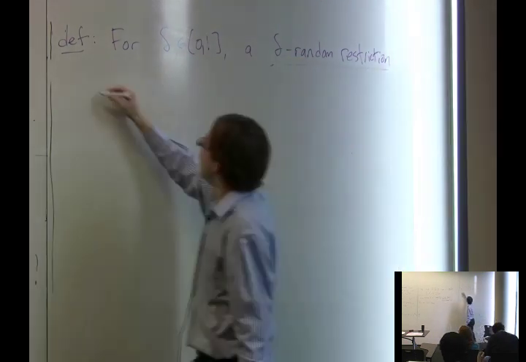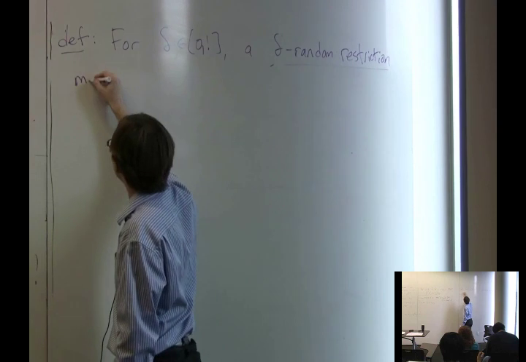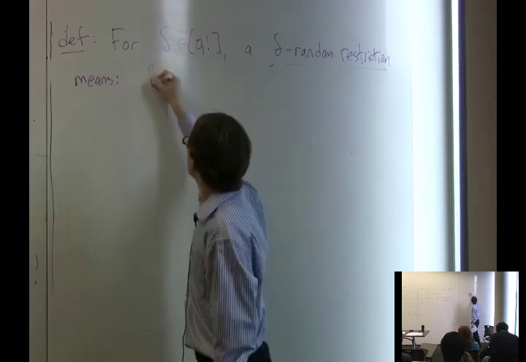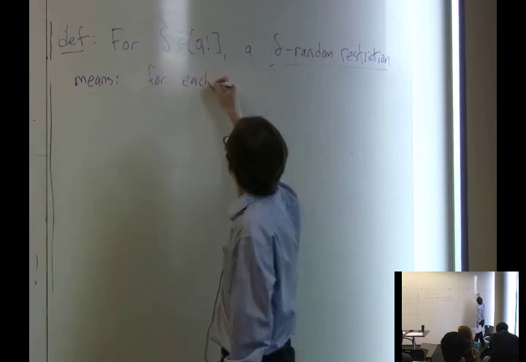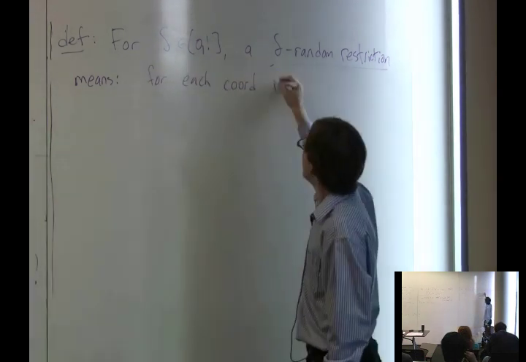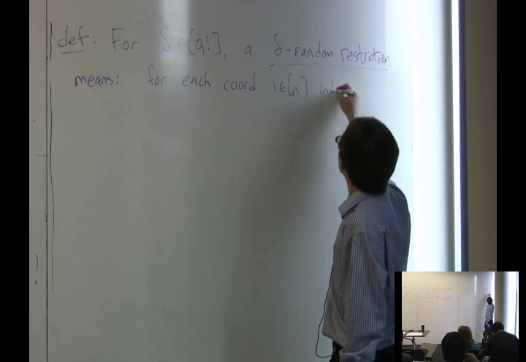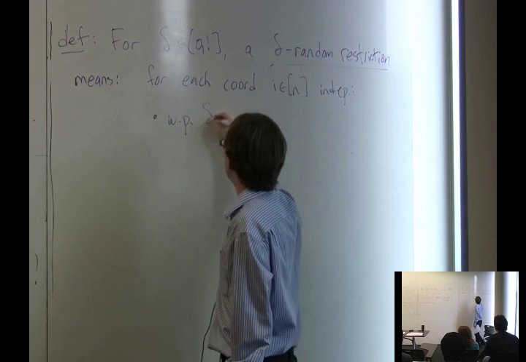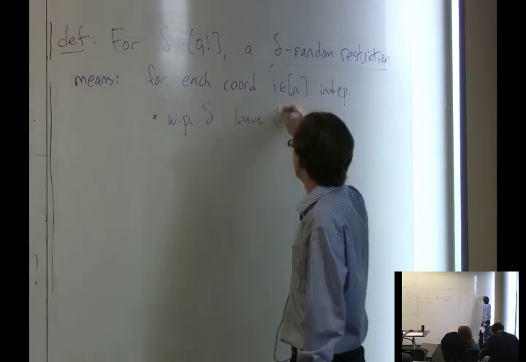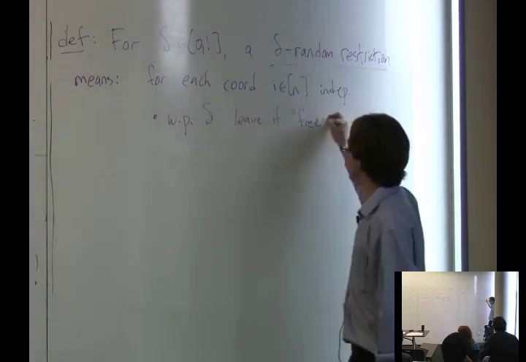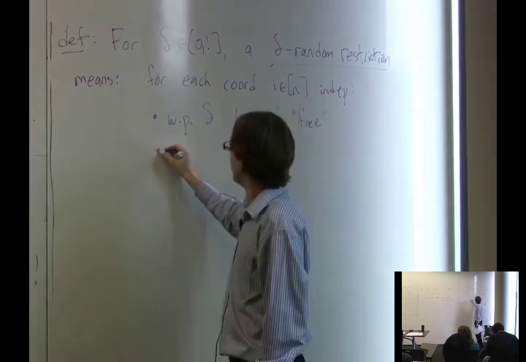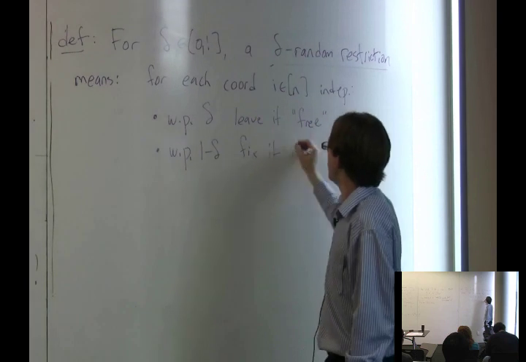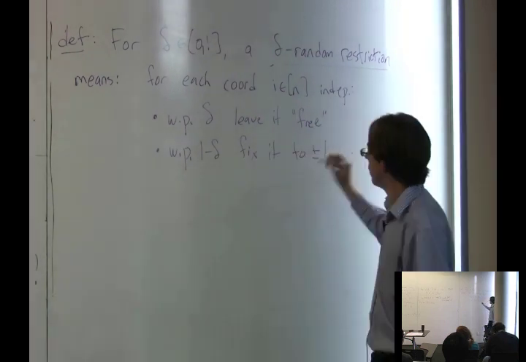You imagine you have some Boolean function, and you're going to restrict some of the coordinates. So for each coordinate i independently, with probability delta, leave it free. Don't restrict it. And with probability 1 minus delta, fix it to plus or minus 1 with equal probability.